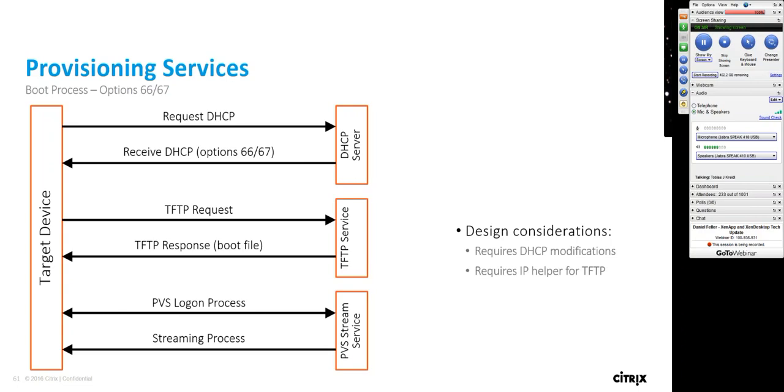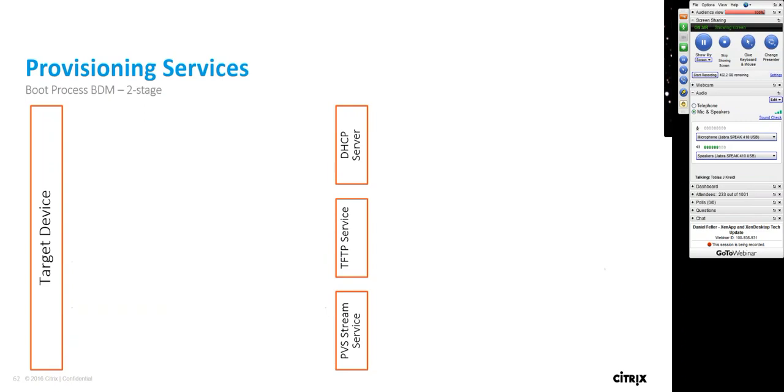This works. It can be a pain because you have to modify DHCP, which can be hard to do in large enterprises. Also, if you have multiple subnets, you have to set up IP helpers for TFTP across your different subnets so those TFTP requests can cross your subnets. So, like I said, it works, but there are some caveats with it.